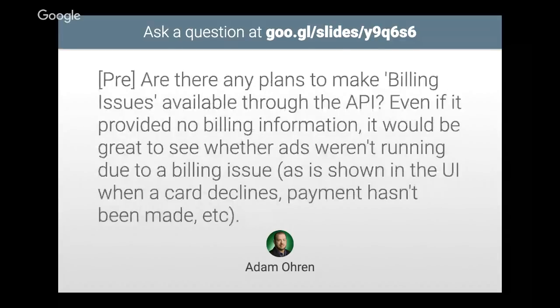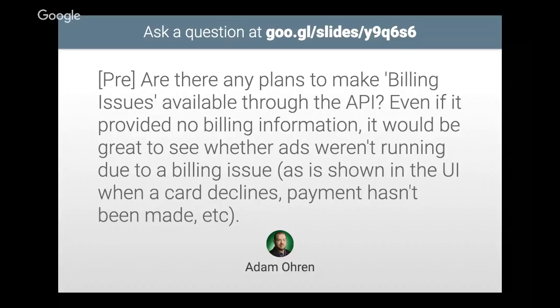Are there any plans to make billing issues available through the API? Even if it provided no billing information, it would be great to see whether ads weren't running due to a billing issue. So this is a feature request we've heard a few times from various sources, and yes, we are looking at it. I can't make a firm commitment on whether and when that will be in version 1.0 of the Google Ads API, but I can tell you that it is on our radar to be able to expose some sort of information like the question is talking about here, just to at least be able to detect, is billing set up for a Google Ads account?